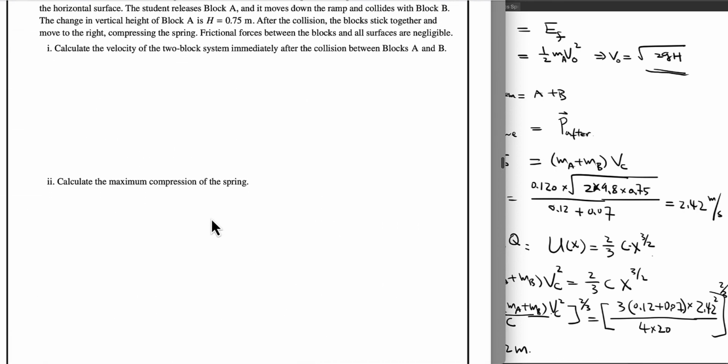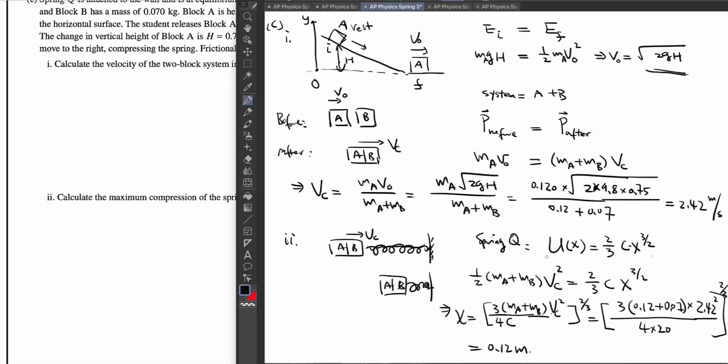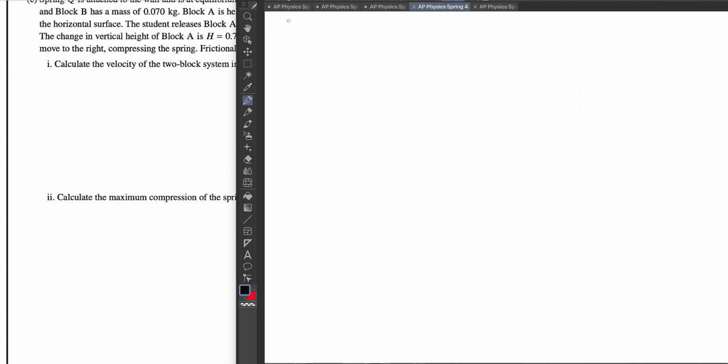Now let me explain why this potential energy is such an expression for spring Q. This is some background knowledge, so if you already know it, you can skip this part. The potential energy is defined as follows.